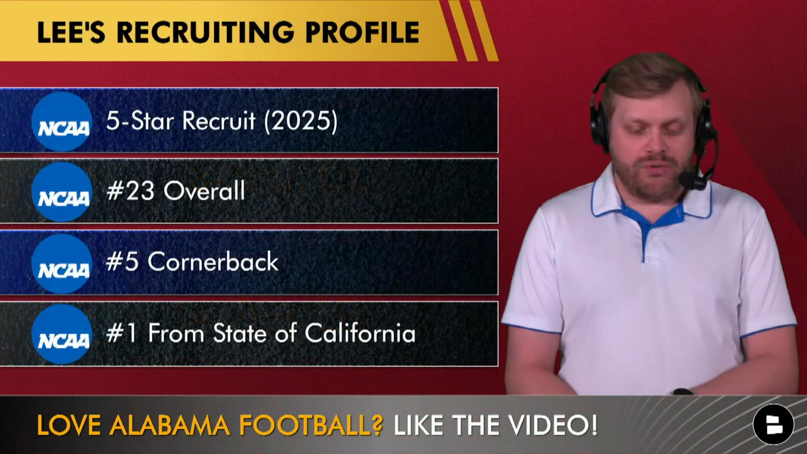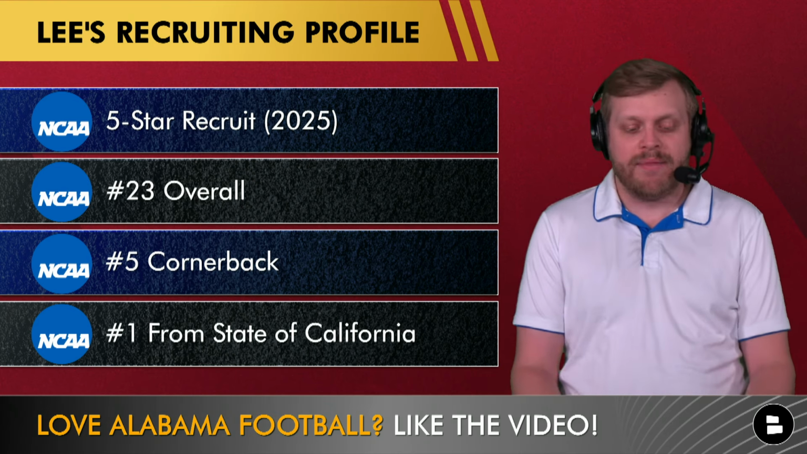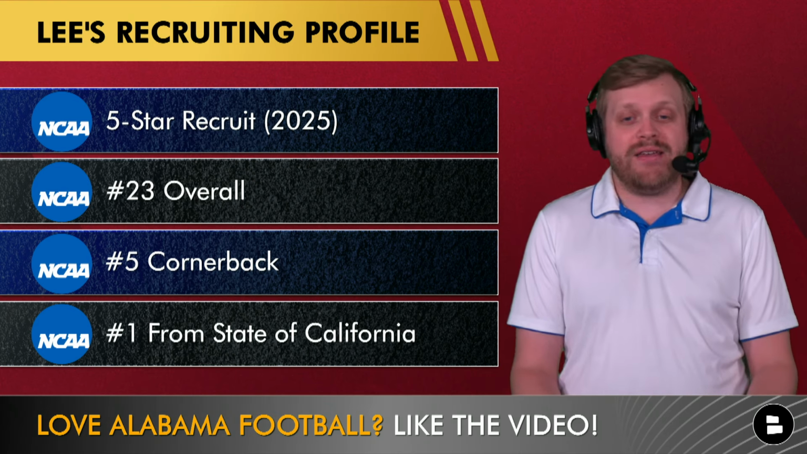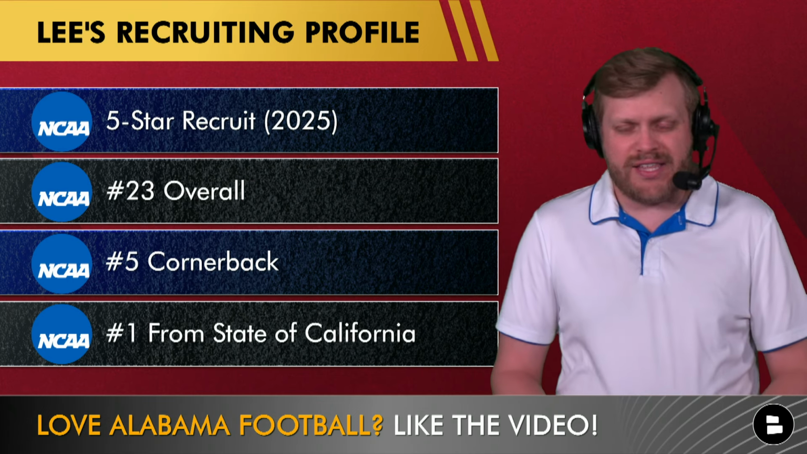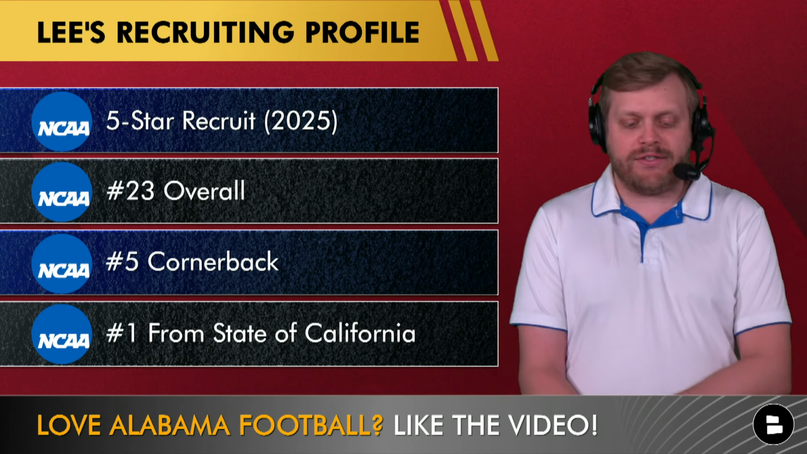Do want to go into Dejon Lee. His visit finished up here with the Crimson Tide. This is a noteworthy prospect, the number 1 player in the state of California, number 23 overall, the number 5 ranked cornerback.